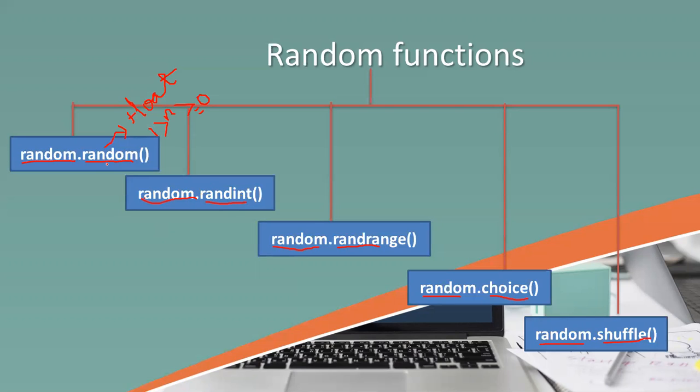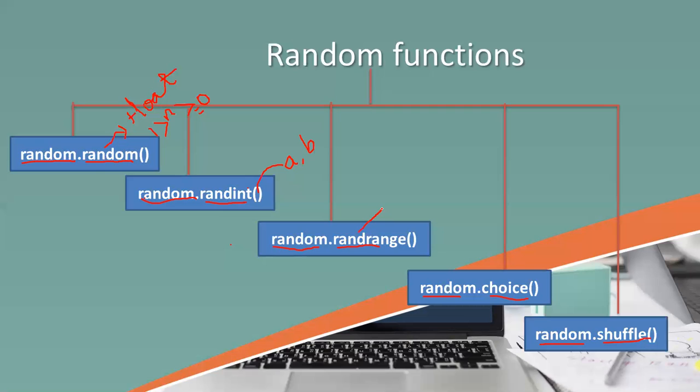Notice or make it clear that the random function does not take any argument. Random.random can generate any number. For the next function, we have to pass two integers, suppose a and b, then a will be the lower limit and b will be the upper limit. So it will generate an integer number between a and b, including both, greater than or equal to a and less than or equal to b. Random.randrange has three variations.